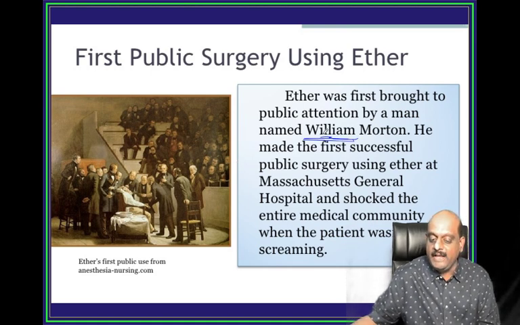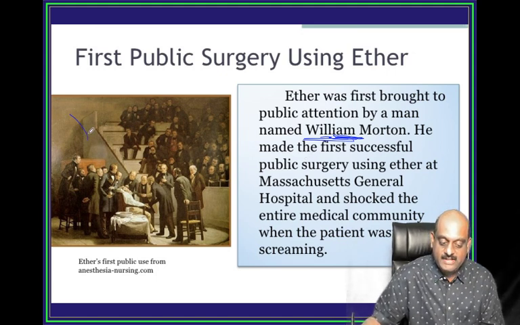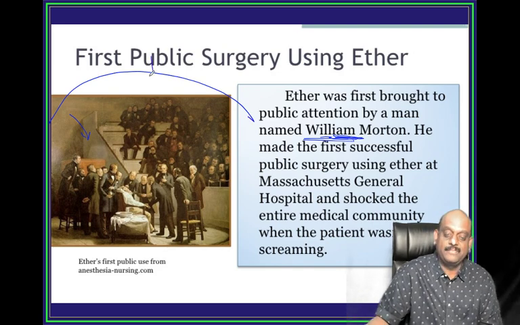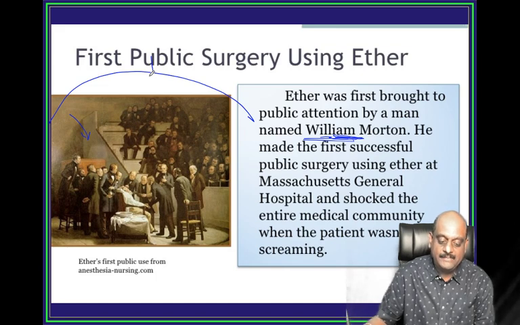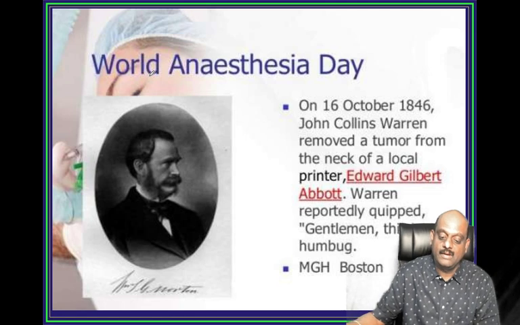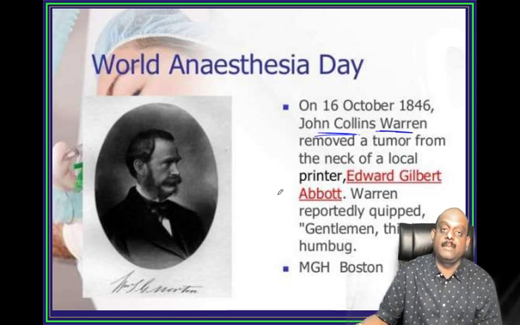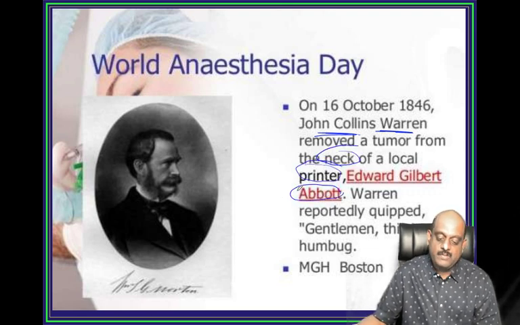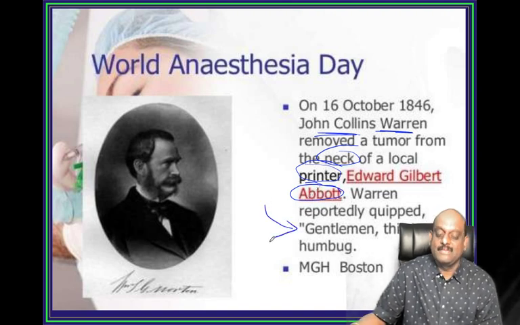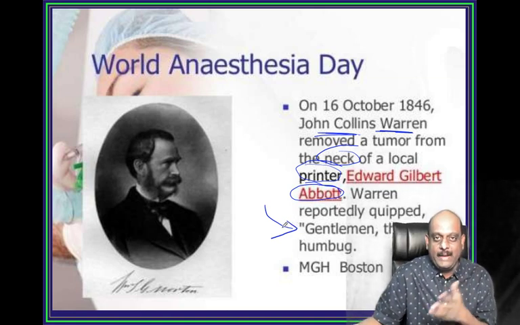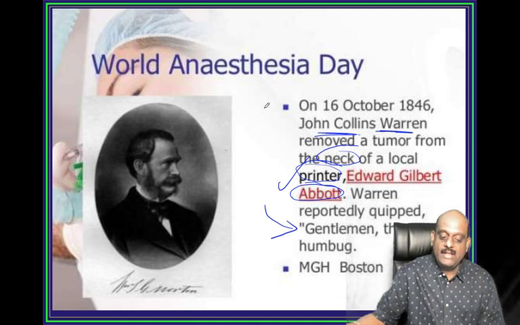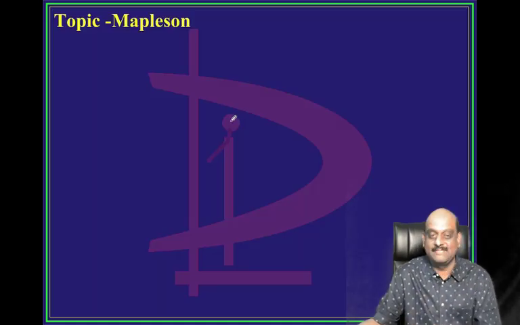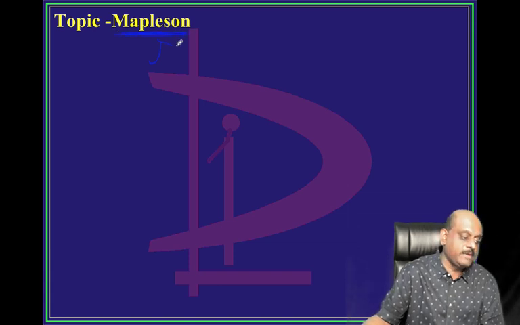It is this great man, William Morton. This is the Massachusetts General Hospital. There is something called Ether Dome in this hospital. So this Morton guy is actually a dentist. He is the one who first administered ether, and it was on this day, the 16th October. And who is the surgeon? Collins Warren removed a tumor from the neck of a local printer. The first patient's name was Abbott. Nobody believed that inhaling something could make surgery painless. Then the patient did not cry at all while Warren was doing surgery, and Warren said, gentlemen, this is no humbug. Okay, now doctor, this is the boring of the boring topics.